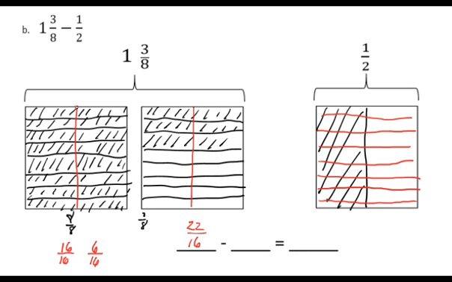That gives me 16ths over here as well, and instead of 1/2 now I have 8 16ths. That's what I'm going to subtract. Now my problem is 22 16ths minus 8 16ths, for a difference of 14 16ths.